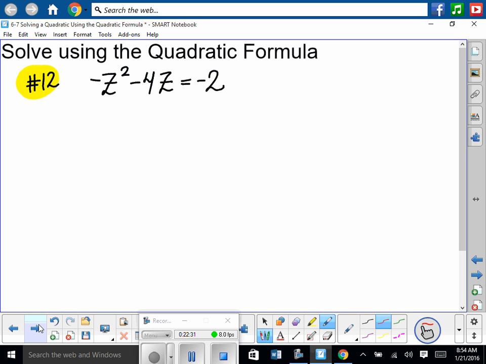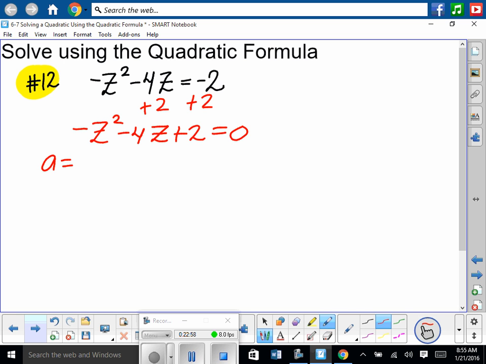If you need one more, I'm going to do number 12 on the board. So number 12 is what I'm doing here. We have this, but it's got to be set equal to 0, so I'm going to add 2 first. So we have negative z squared minus 4z plus 2 is equal to 0. And then we can start our a, b, and c values.